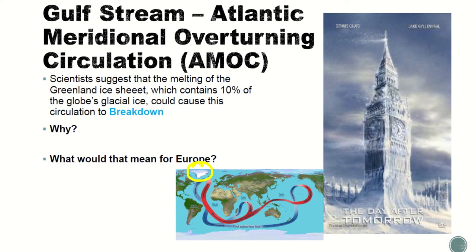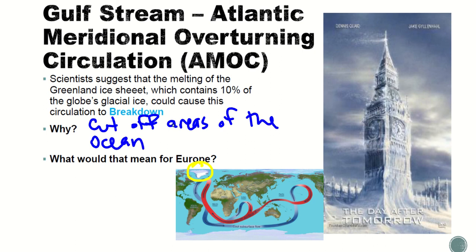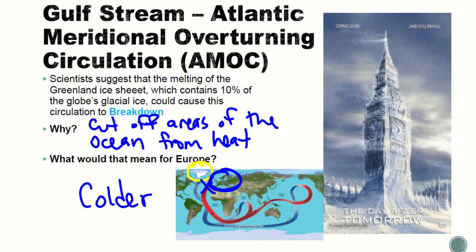Essentially what's going to happen is it'll cut off areas of the ocean from heat. So it's basically going to essentially stop the conveyor belt. So if that's not happening, where you're having ice melting and that's cooling everything down, then Europe is going to get cold. Much colder. We talked about, Norway is about 20 degrees warmer than it should be.